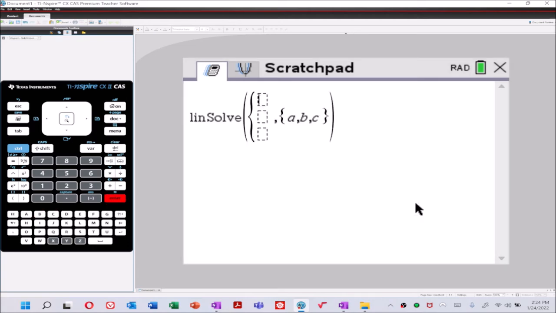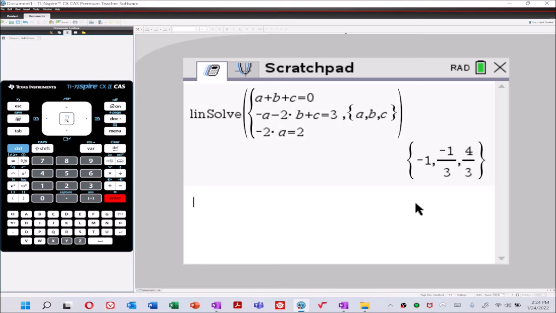Now we just enter the 3 equations. All right. So what did we have? We had A plus B plus C is equal to 0. We then had negative A minus 2B plus C was equal to 3. And then finally we had, well, negative 2A is equal to 2. Now just hit Enter. And the solution is A is equal to negative 1, B is equal to negative 1/3, and C is equal to 4/3.